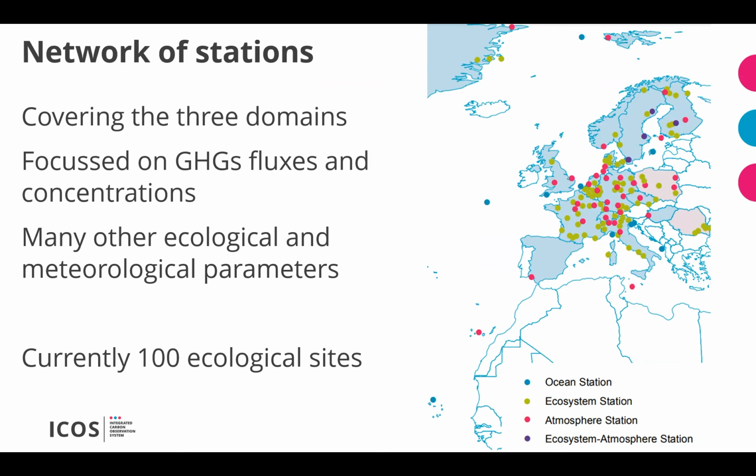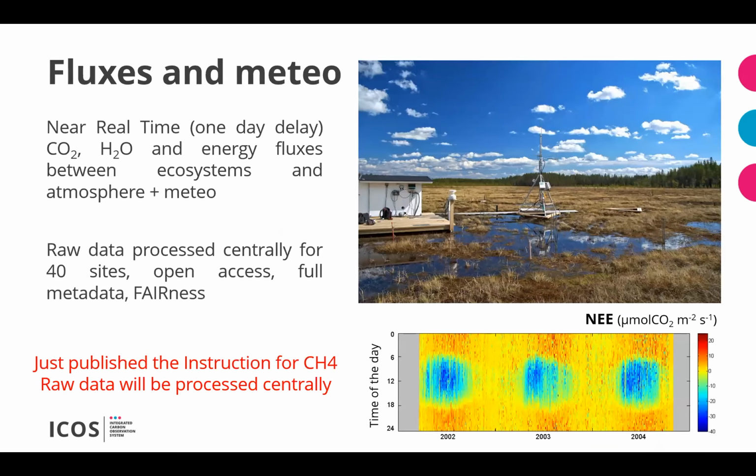For the ecosystem stations, we are focused on greenhouse gas fluxes and, of course, a lot of meteorological parameters. At the moment, we have 110 stations. 40 of them are class 1 and class 2, which is the high level, equivalent somehow to the core sites concept in AmeriFlux.